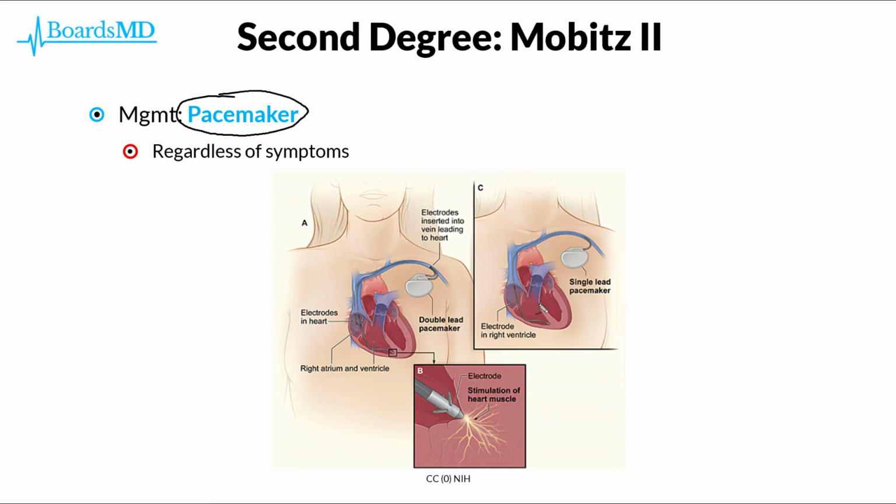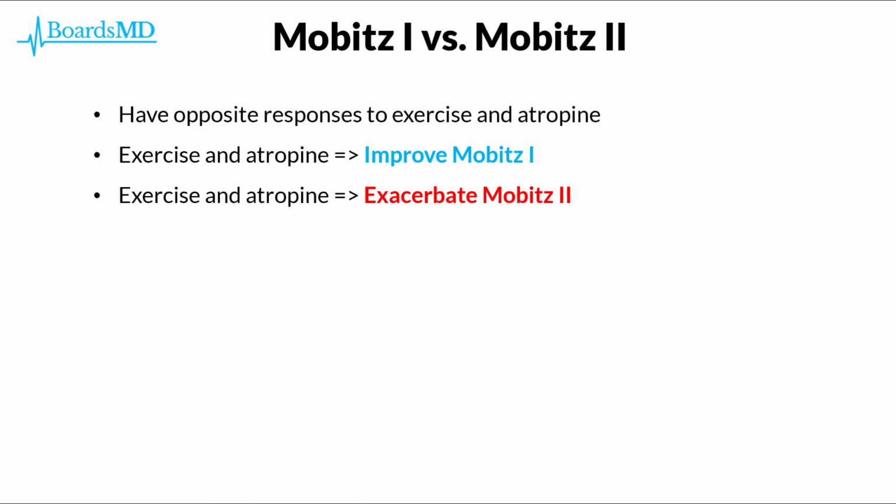In addition to the different EKGs between Mobitz 1 and Mobitz 2, as well as the fact that we are going to manage patients with Mobitz 2 with the use of a pacemaker regardless of symptoms, there are also some differences between these two types of second-degree heart block when it comes to their responses to exercise and atropine. Recall from your physiology that for both exercise and atropine, these are going to lead to an increase in heart rate through inhibition of vagal activity. Therefore, their overall result is going to be an increase in conduction through the AV node.